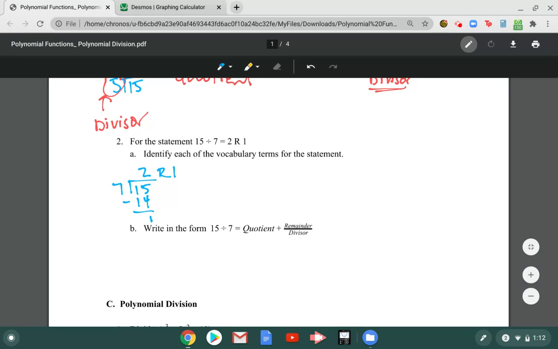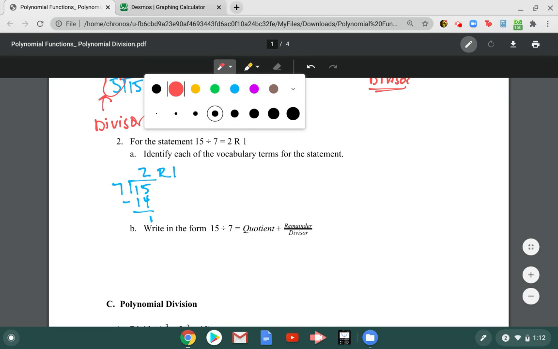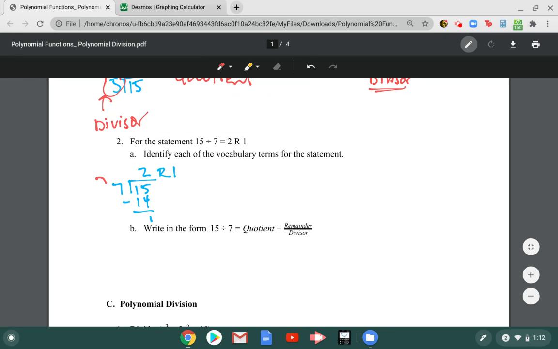So as I look at this and identify these different vocabulary terms, 15 is the dividend. I'm not super concerned with that in terms of vocab. 7 is my divisor. 2 is my quotient. And 1 is my remainder. 2 remainder 1 gives me what I get from the long division, but more importantly, I can use it to get back to 15. So when I go to part B here, I can go ahead and think about how I could write this in its original form.